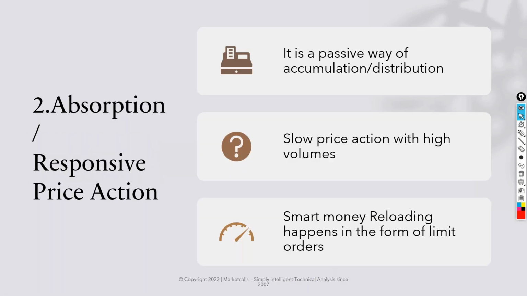But when it comes to absorption, as I said, this is something very important, because many times you will be seeing absorption-based trades very frequently. At least in a day, sometimes even 2-3 times you might be seeing an opportunity in a day. Very frequently you'll be finding trapped buyer, trapped seller kind of stuff. So it is a passive way of accumulation or distribution. Smart money reloading happens in the form of smart limit orders. You see that smart money.